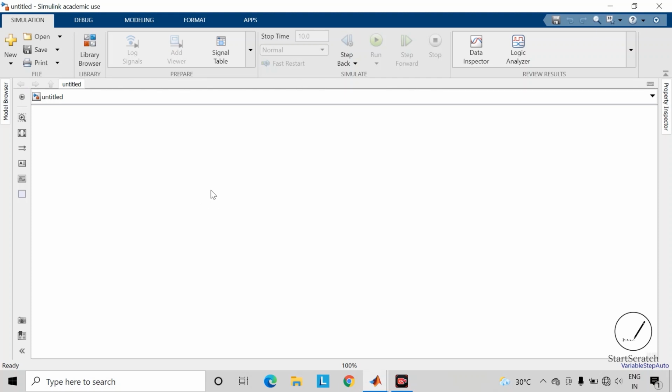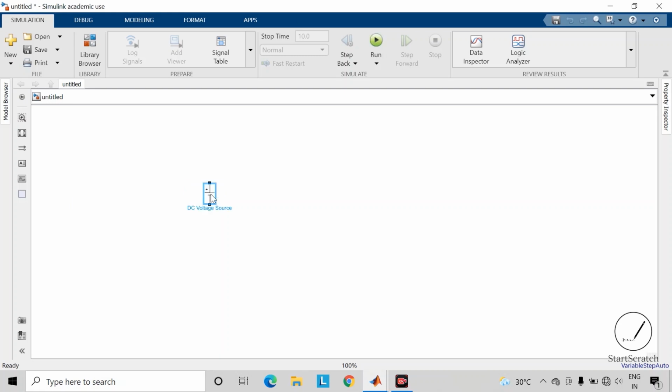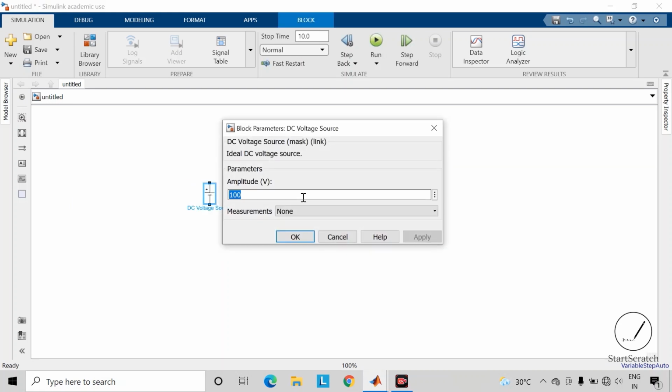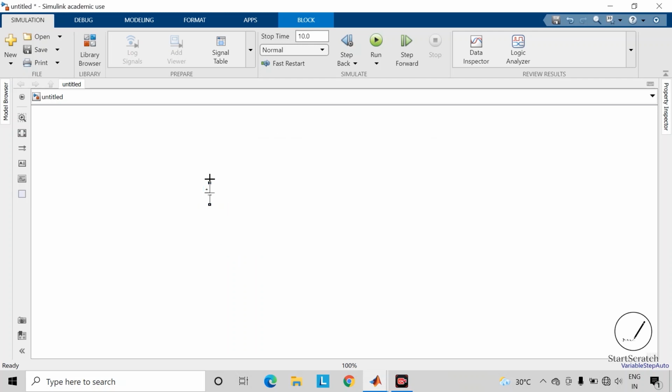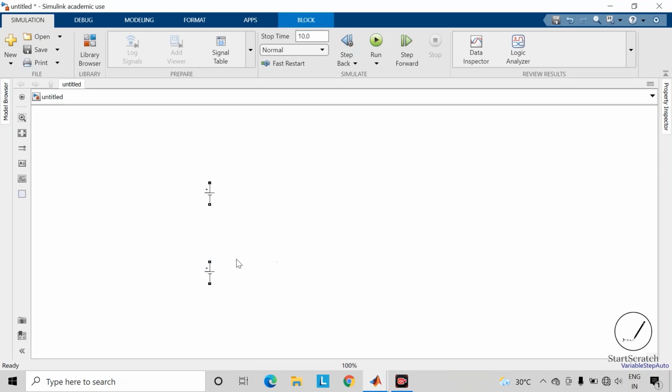Let us start with DC voltage source. Change here the amplitude to 50 volts. Copy this block and make another DC voltage source. So here also we will keep the amplitude as 50 volts.